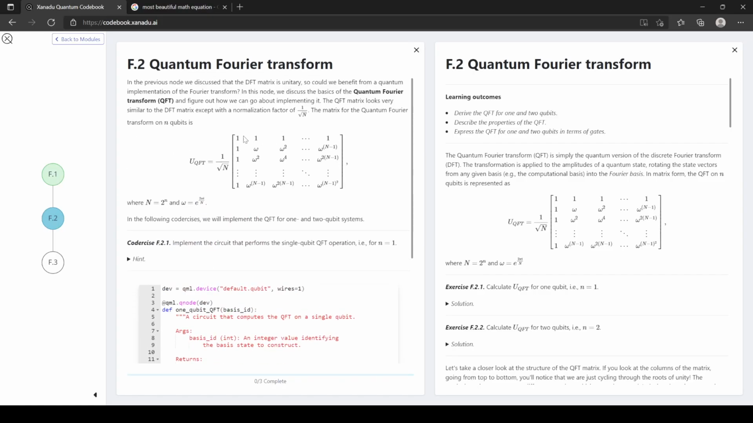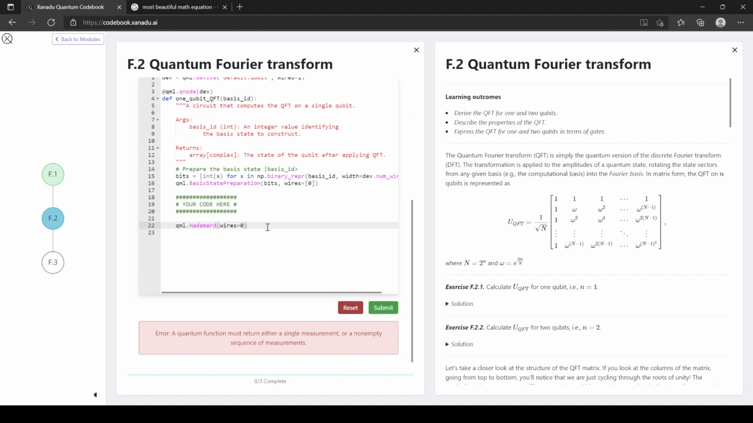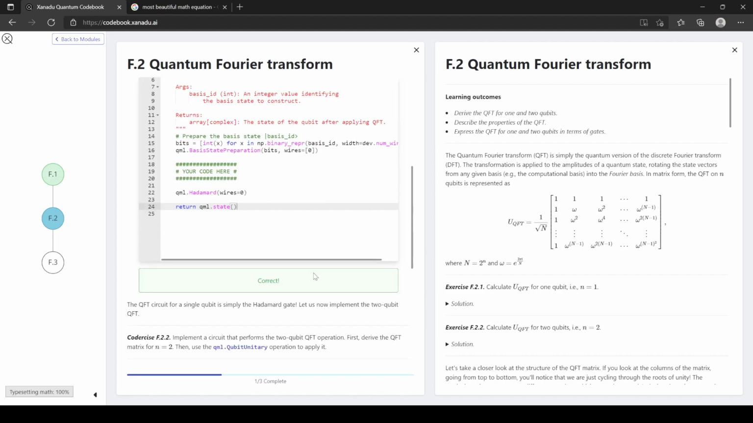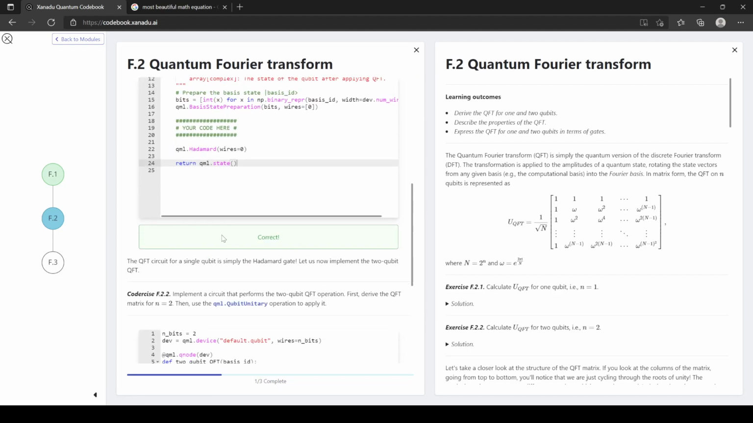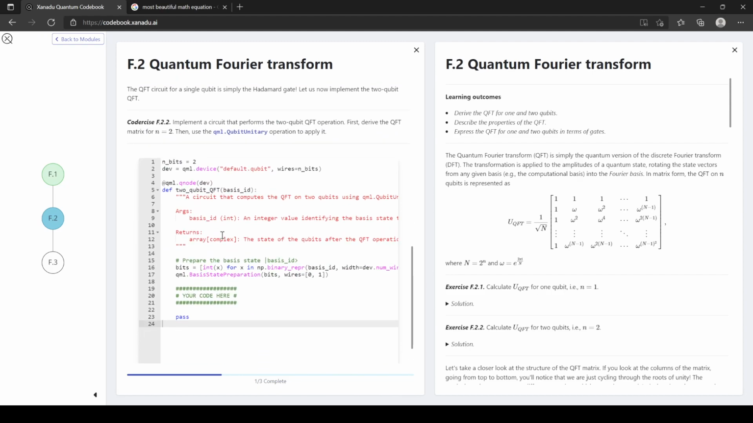And so that's just a Hadamard, 1, 1, 1, -1, times 1 over the square root of 2. That's Hadamard. Oh, I have to measure it. Oopsies. There we go. Oh, we have to do the matrix. Okay, well, maybe I'll see if I can automate this a little.